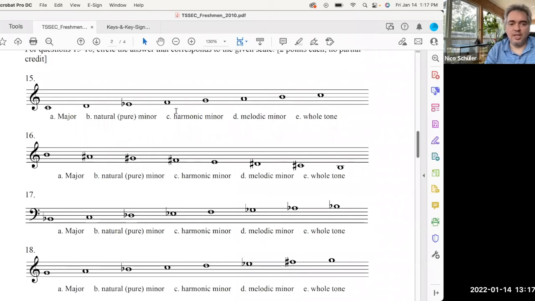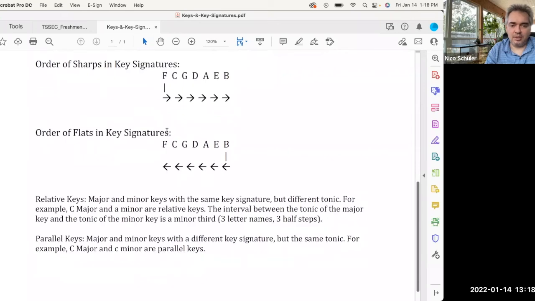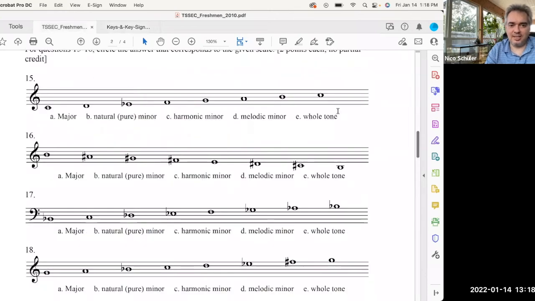So in this case, of course, we know from our acronym that there is no such key signature that only has E flat in it, like here. That means this must be a minor scale, because there are extra accidentals added in harmonic or melodic minor. Of course, we see it starts on C and ends on C.